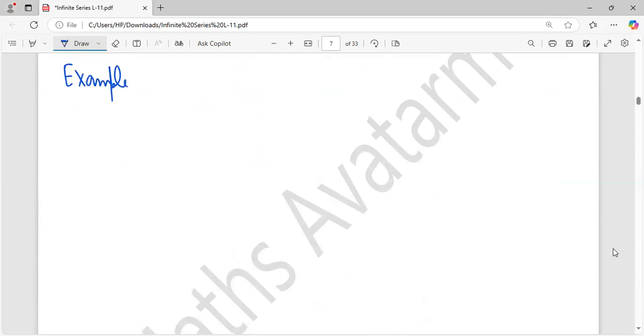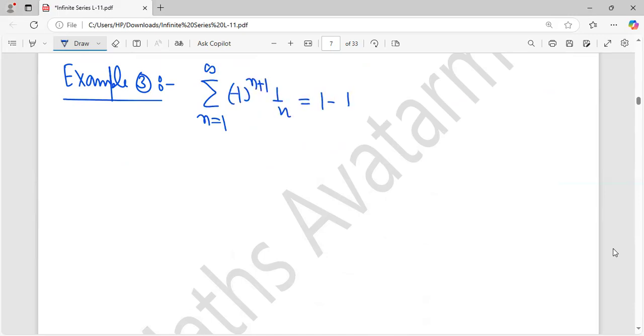Example. You see this. This is a summation n goes to 1 to infinity, minus 1 to the power n plus 1. It means 1 upon 2 plus 1 upon 3 minus 1 upon 4, like that. Now what is un here? Un is 1 upon n.